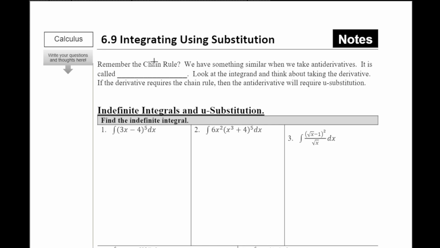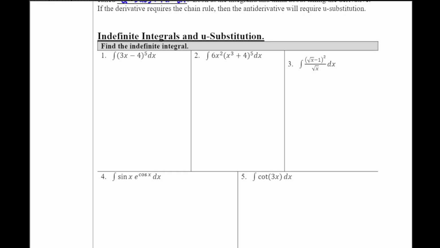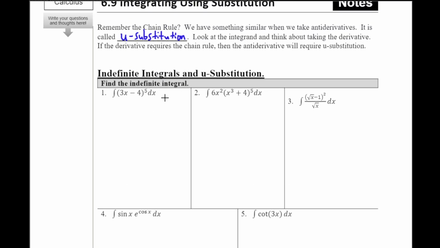So in 3.1, we learned the chain rule with derivatives. When we do antiderivatives or integrals, this is kind of like the backwards chain rule. We call this u-substitution. You can use any letter you want technically, however, it's just common practice that everyone uses u. So we're going to do some examples. It's best I just do this through example problems.